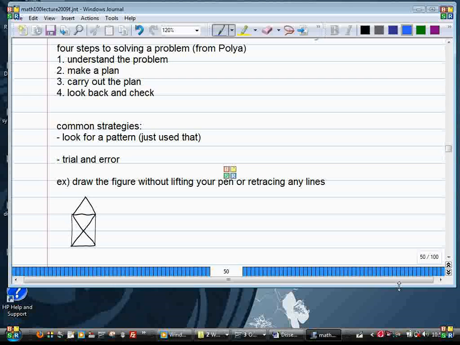Do you want the answer or should I let you work it out? What? You can't pick your pen up. Has to be one line. Now you can cross, but you can't go over a line that you've already drawn before. So 6 tries for Daniela. There you go.